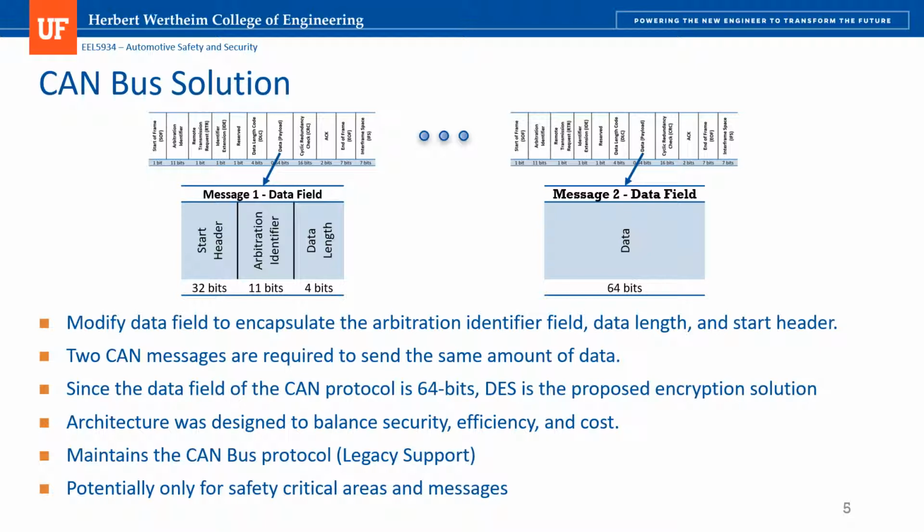For this, it works out great to use DES because it's a 64-bit cipher and a 64-bit ciphertext, so I wouldn't have any data growth with my algorithm. This was a good balance for the security and efficiency, and it's great because it maintains the CAN bus protocol where legacy devices would still be able to operate on the bus.